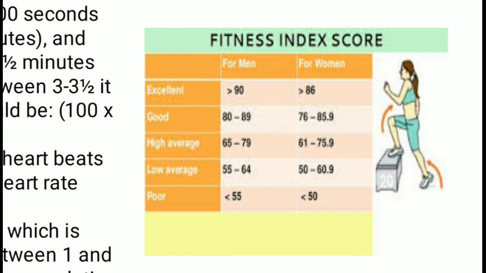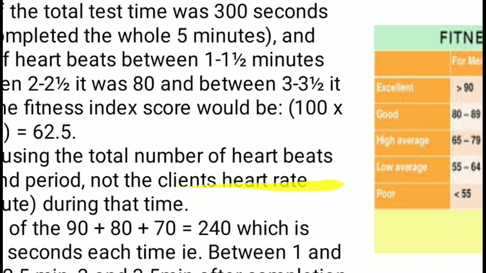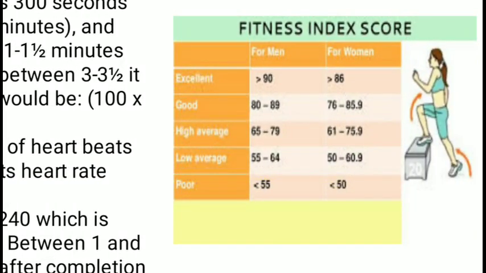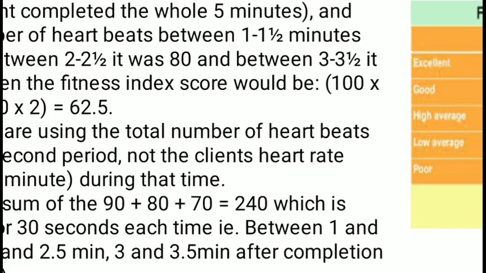In the fitness index score, you can see that for men, it is excellent if it is more than 90, and for women, it is excellent if it is more than 86. Then there are ranges for good, high average, low average and poor. So where does this person lie? As the score was 62.5, the person lies in the low average range, that is 55 to 64. That is considered low average.